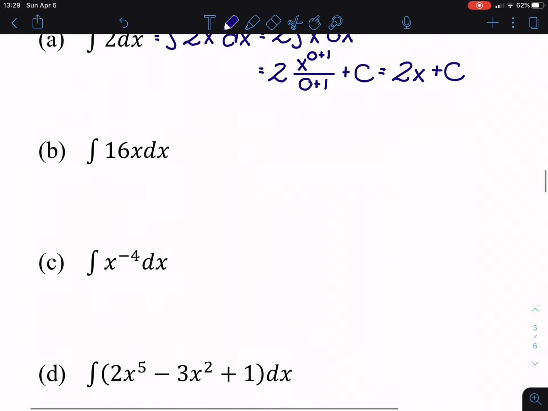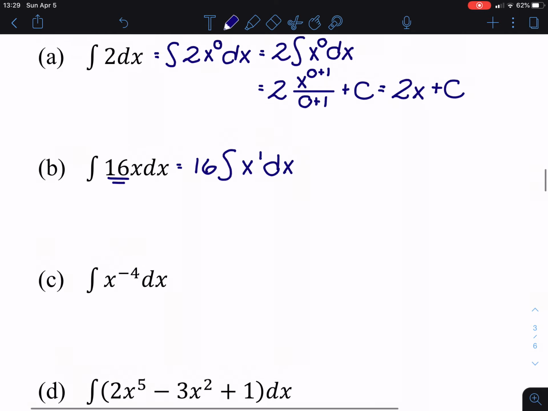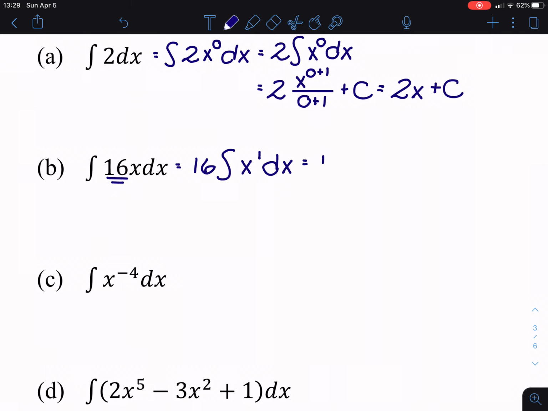Okay, next one, the integral of 16x dx. Again, I can take my constant coefficient of 16, move that out in front, and then take the integral of x. And here x is raised to the first power, dx. So when I do that, I know that becomes 16 times x to the 1 plus 1, because I take my exponent and increase it by 1, and I put that over 1 plus 1.